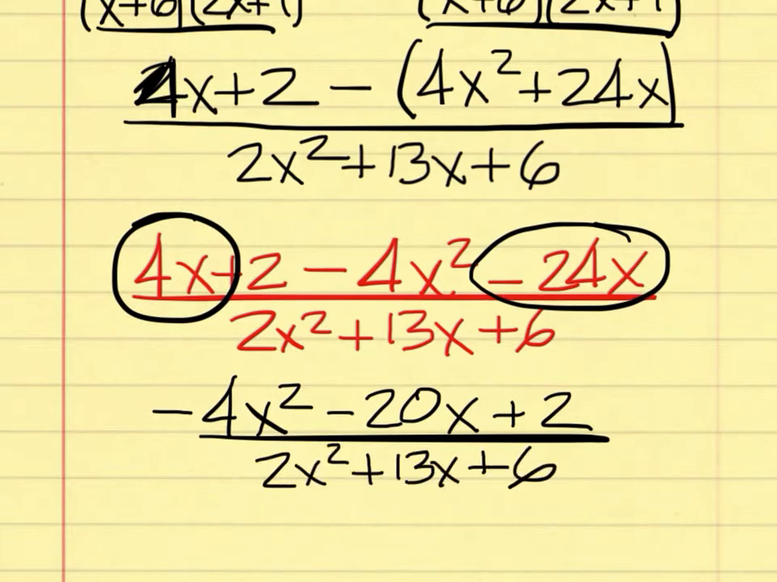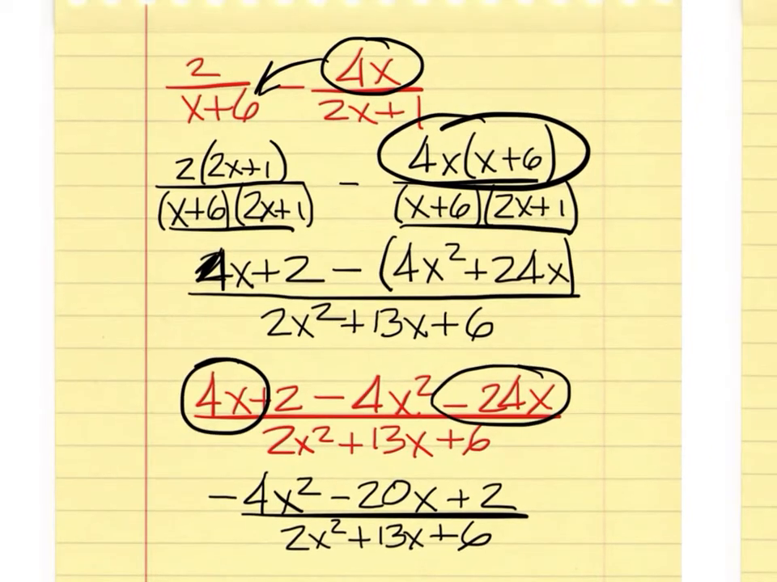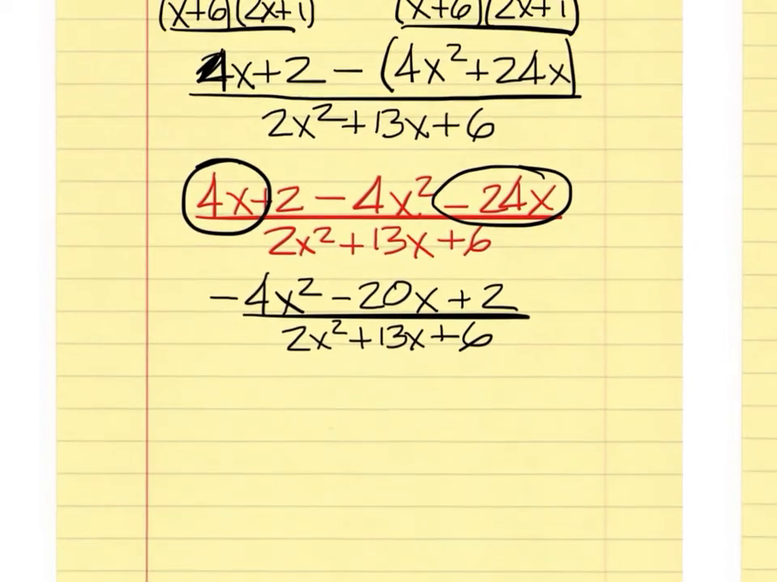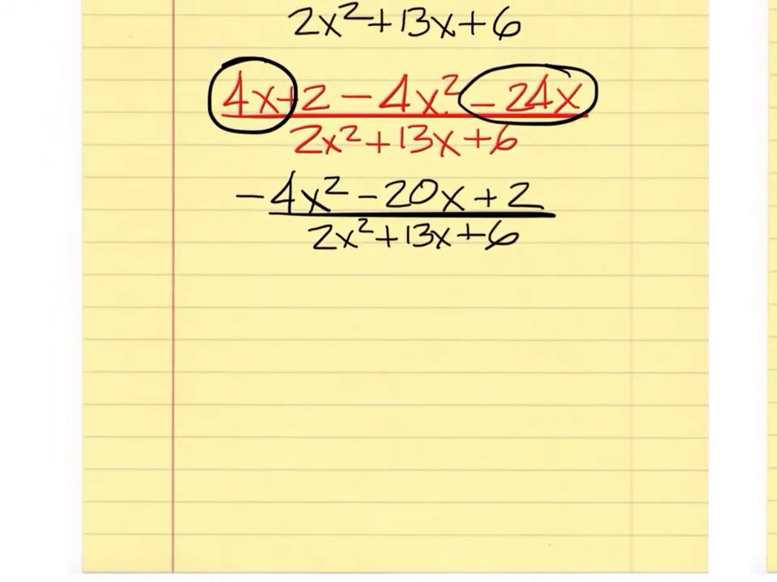And we have to figure out what the denominators cannot be equal to, what x cannot be equal to. So clearly that's going to be a negative 6, and what else? A negative half. So you would have to write it as x cannot be equal to negative 6 and negative half.